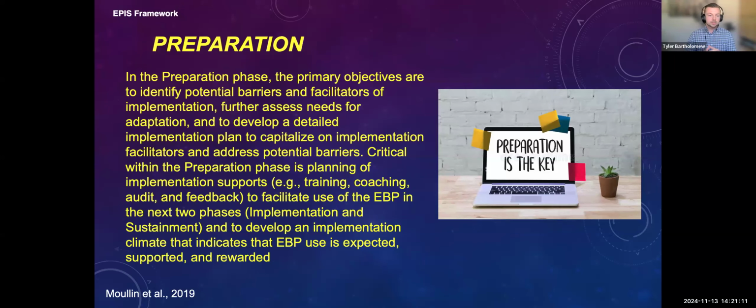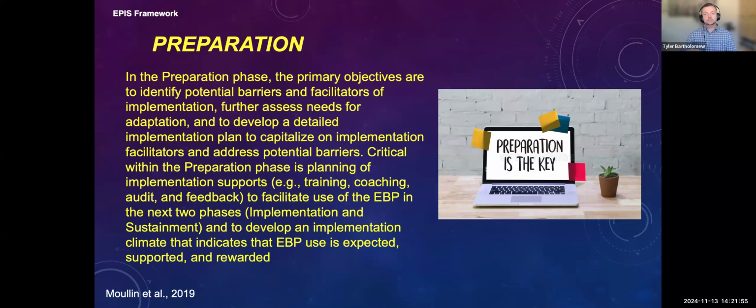So again, going through this process of identifying barriers and facilitators during the preparation phase can really be helpful when we think of which strategies we should use, how we are going to deploy those strategies, the temporality of those strategies, the dose of those strategies when it comes to addressing or at least preparing our organization to implement an intervention. So we also need to consider during the preparation phase planning of implementation support. So again, those different implementation strategies such as training, coaching, audit, and feedback. So we can think about a package of implementation strategies to use during this phase to facilitate the use of the evidence-based practice in the next two phases, implementation and sustainment.